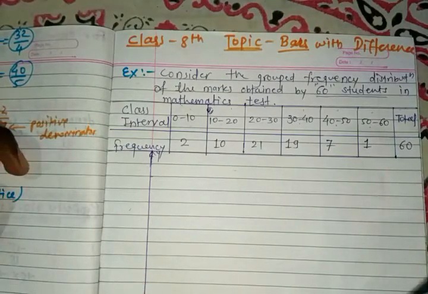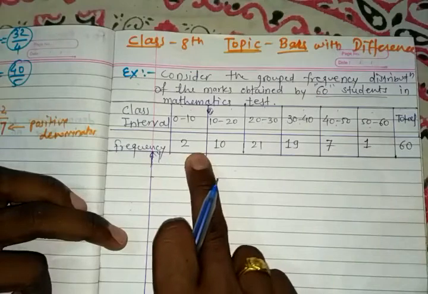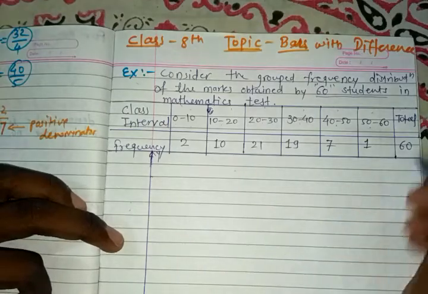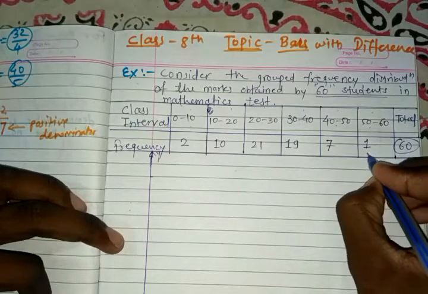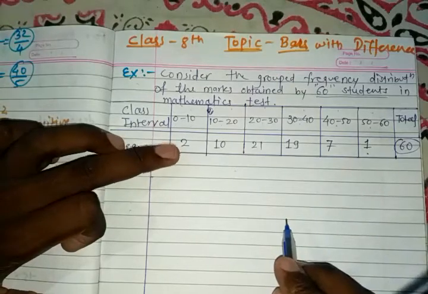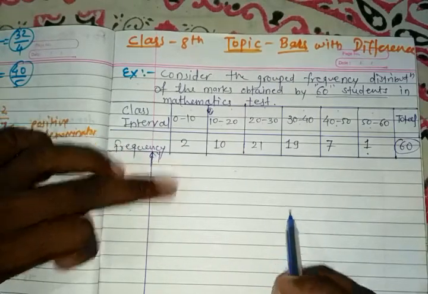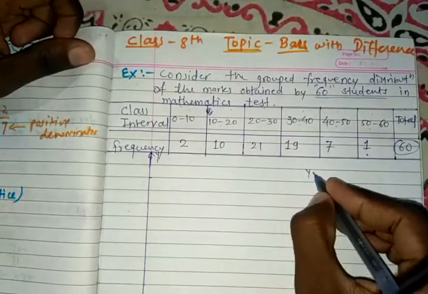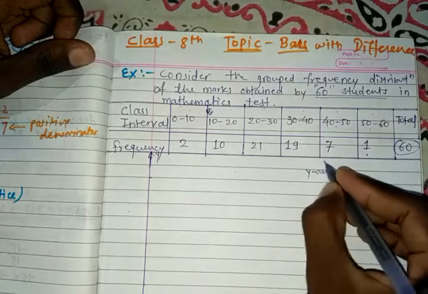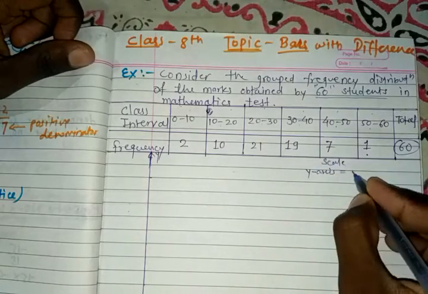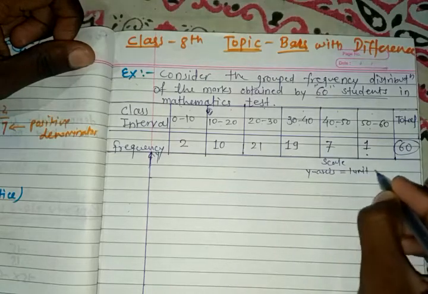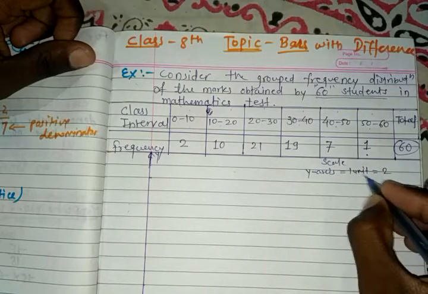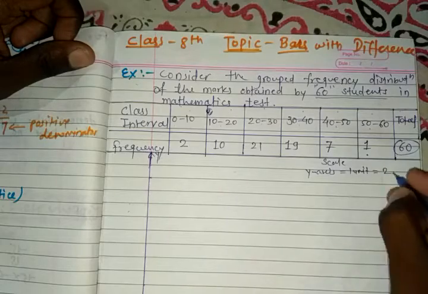So here on the vertical axis we can take this frequency 2, 10, 21, 19, 7, 1 and 6. This is totally 60, right? So smallest is 1 and greatest is 21, right? So we will take this. On the y-axis it is a scale. I will take 1 unit is equal to 2, right? If I am taking 1 unit, then that is equal to value 2.